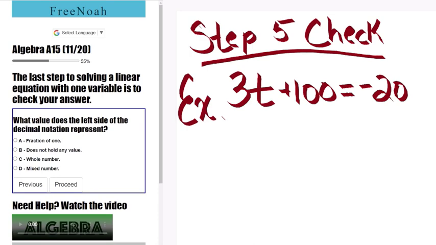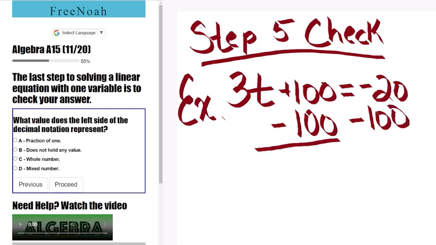Step 5 is to check our answers. So 3t plus 100 equals negative 20. So let's solve for t here. We're going to subtract 100 on both sides of the equation. So minus 100 on the left side, minus 100 on the right side.